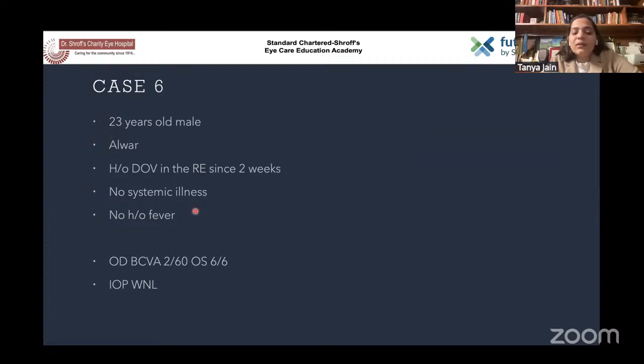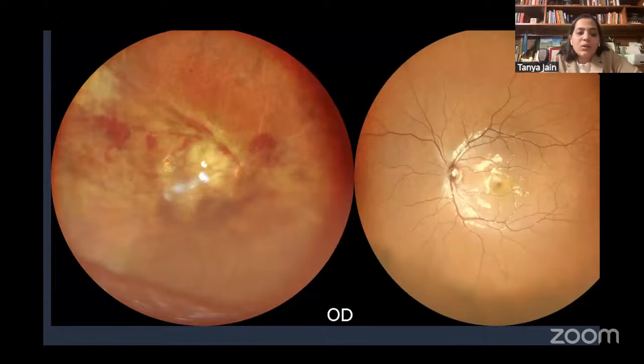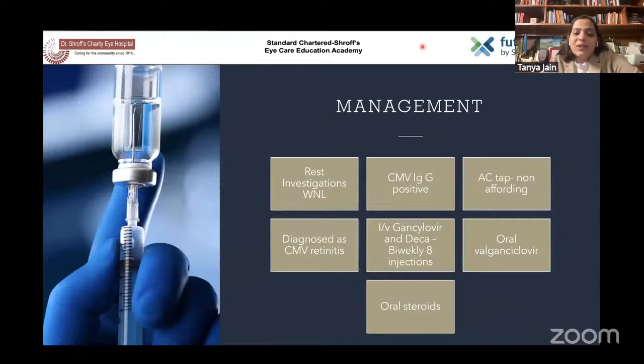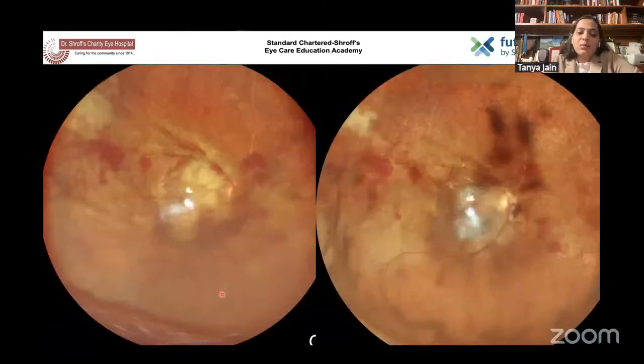Another case is a 23-year-old male who came with diminution of vision since 2 weeks, no history of fever, vision 2/60 and 6/60. So if we look here, we see a retinitis patch at the macula along with more frosted branch like picture, frosted branch angiitis. Looking even closely, you can see this big retinitis patch at the macula. The patient's CMV IgG came positive. He was diagnosed as CMV retinitis and given intravitreal ganciclovir and dexamethasone bi-weekly injections and started with oral antiviral and oral steroids. The patient is still under follow-up. However, you can see how well the patient is responding.